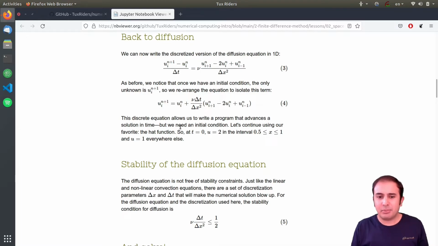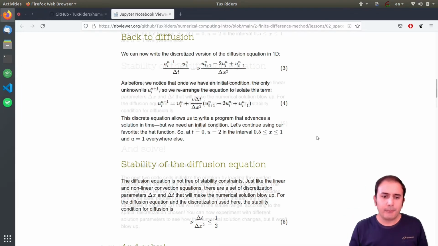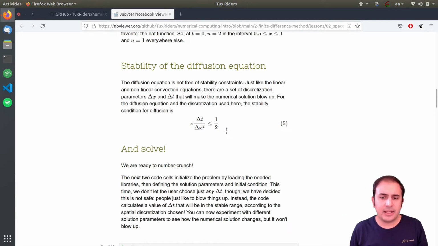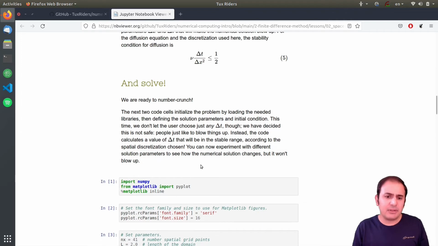So for the same problem as we saw in the previous video, for the stability condition of the diffusion equation, you can see that the CFL condition is a bit different from the convection equation. But the concept is what I told you, that you should track the movement of imaginary particles not more than one grid space in one time step. And then we can simply solve it.